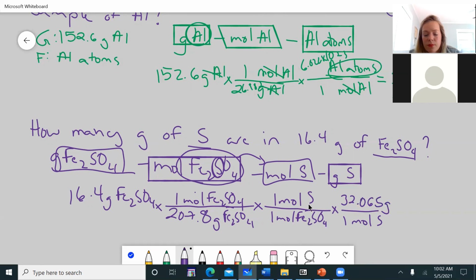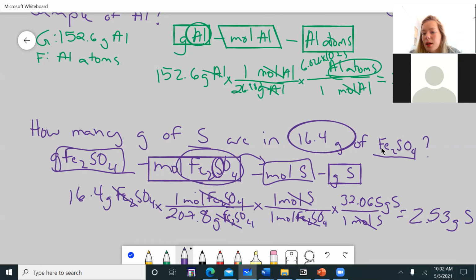32.065 grams. So grams of the compound cancel, moles of the compound cancel, and moles of the element cancel, and we should just be left with units of grams of the element, which in this case is sulfur. We've got our 16.4, we'll multiply it by that 32.065, and then divide it by the 207.8. And we get roughly 2.53 grams of sulfur. So in a sample of 16.4 grams of this compound, we should have 2.53 grams of sulfur.